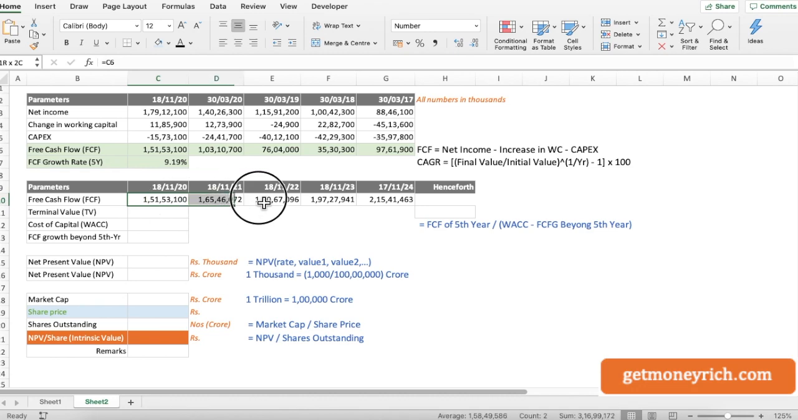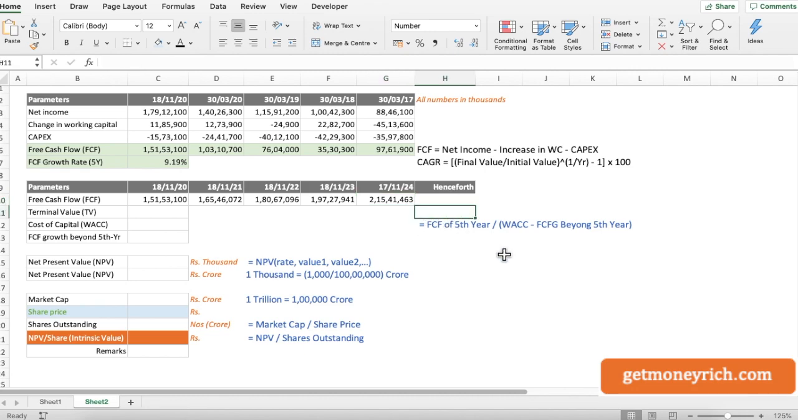So what do these numbers show? These numbers show that Britannia Industries is going to produce these free cash flows for the next 5 years. But there is a very important question that comes. What happens after 5 years? Britannia Industries is not going to close down after the 5th year. So what happens to the free cash flow that the company produces after the 5th year? So how to calculate that?